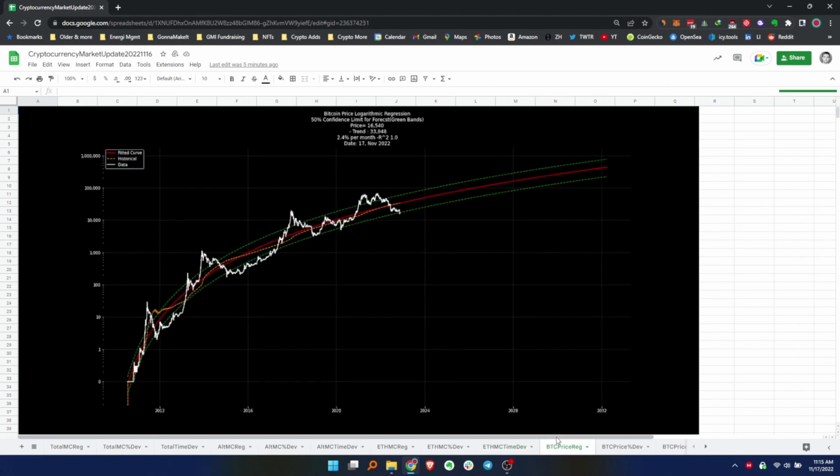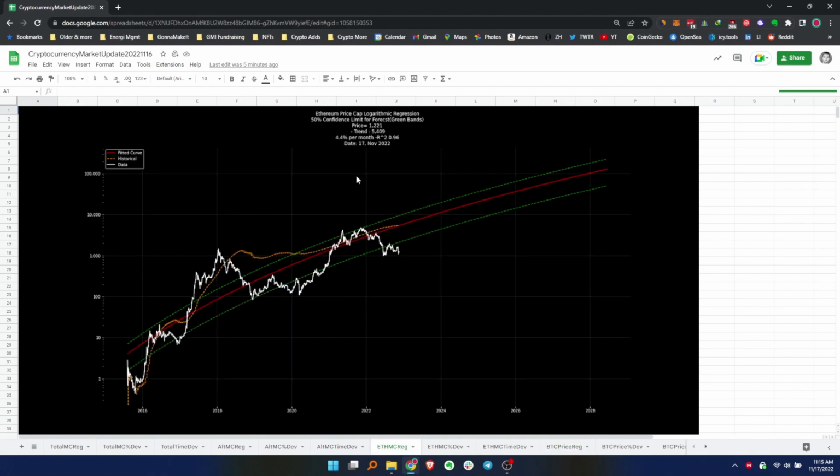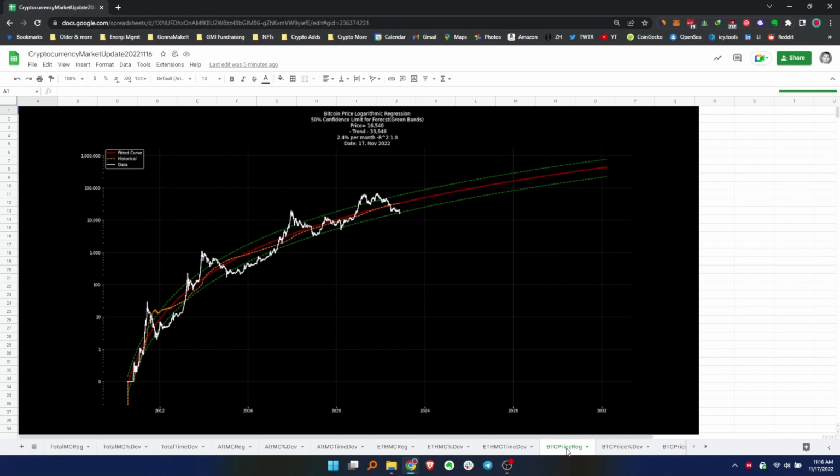And finally, we're going to move on to Bitcoin here. You can see the difference here in the growth rate, by the way. Bitcoin's at 2.4% a month, where Ethereum is 4.4%. So, I've been a big proponent of ETH pretty much since 2014. I always feel like there's greater bang for the buck in Ethereum than Bitcoin. Bitcoin's like the granddaddy, but everything's being built on Ethereum for the most part.